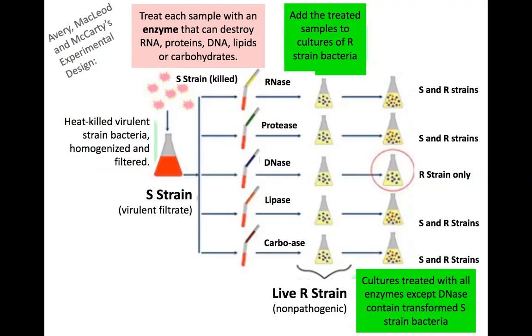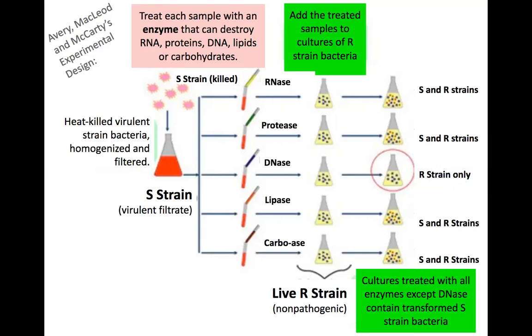When they added DNase to destroy the DNA inside the smooth strain filtrate, and then added the live rough strain, they found that no transformation had occurred because all you can find was the rough strain bacteria. Notice there is no smooth strain. In other words, by destroying the DNA, you cannot make transformation happen. This stays as the rough strain bacteria, just like the way you added it in at this step.